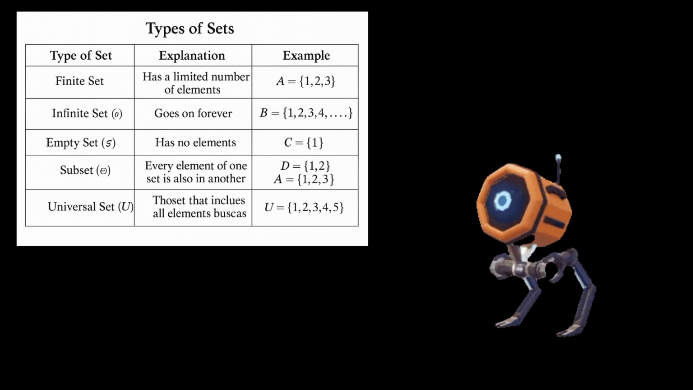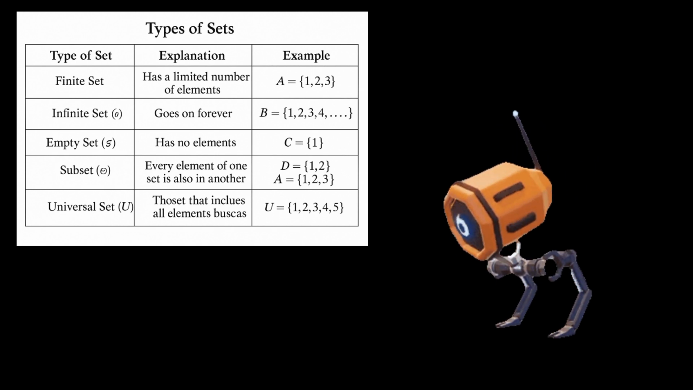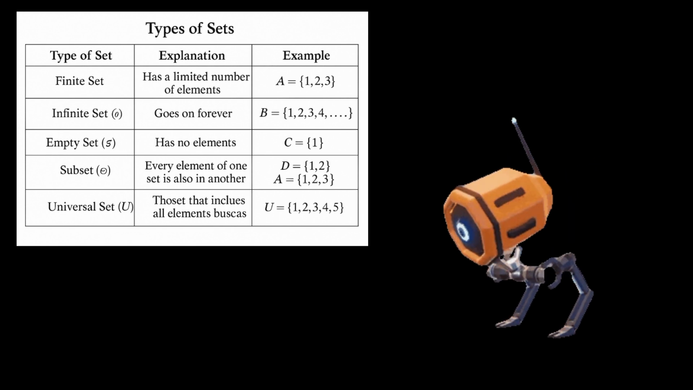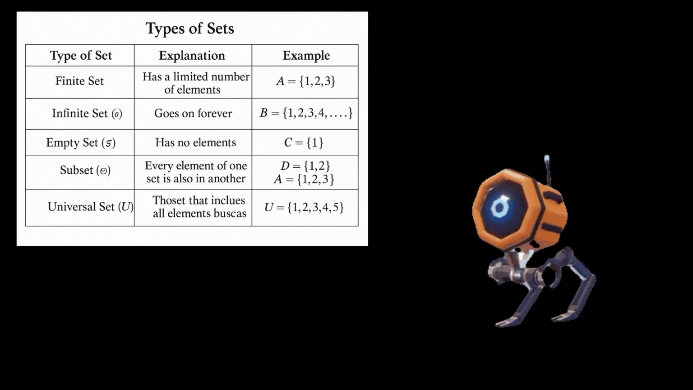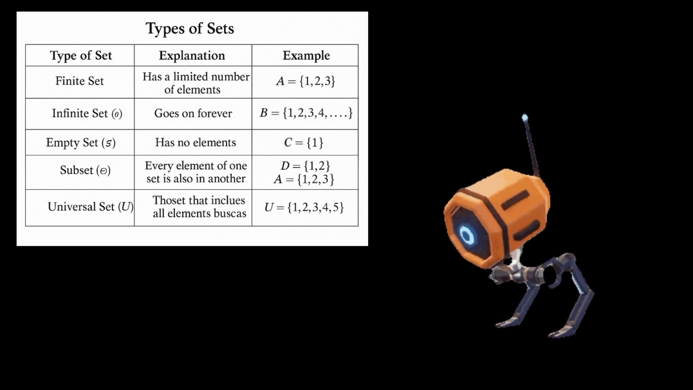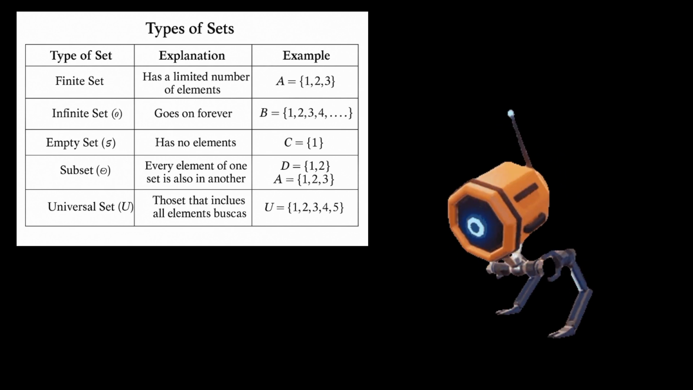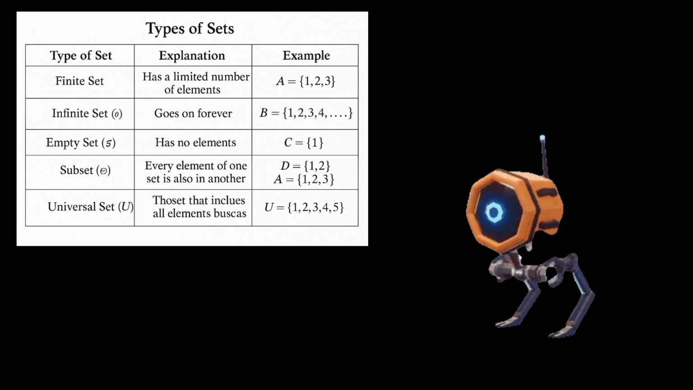For example, if we want to create a set of all students in a class who can fly, that set would be empty because no human can fly. Therefore, it has 0 elements. The empty set is important because it acts as a foundation for other set operations. It also helps in defining the idea of nothing in logical and mathematical expressions.